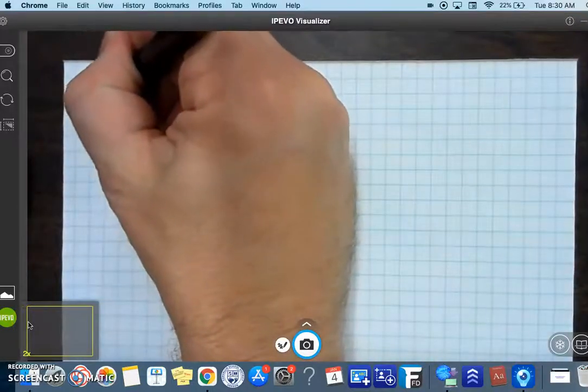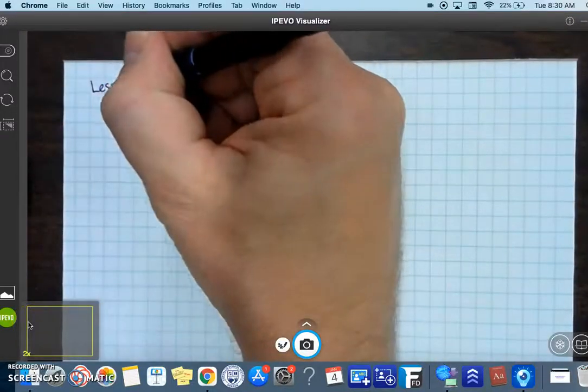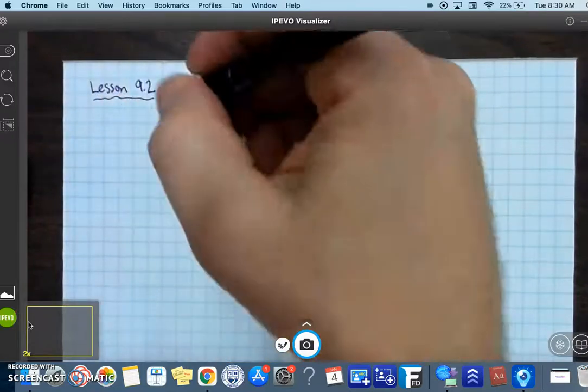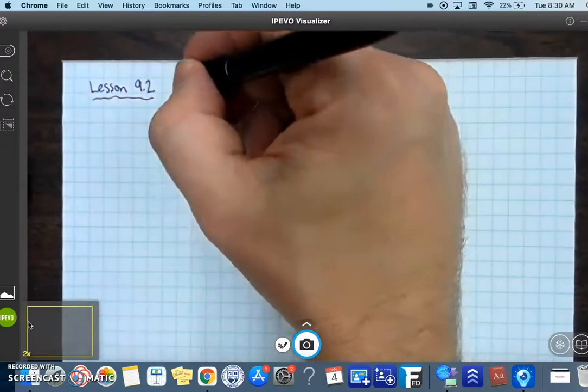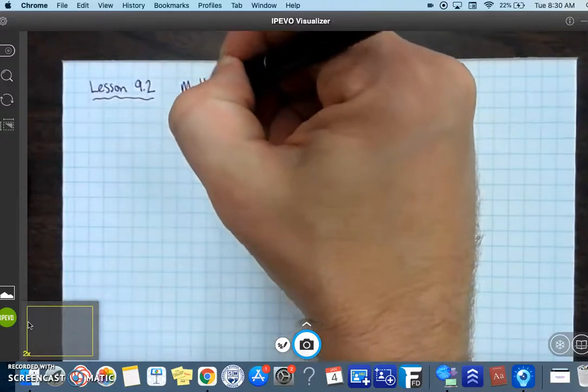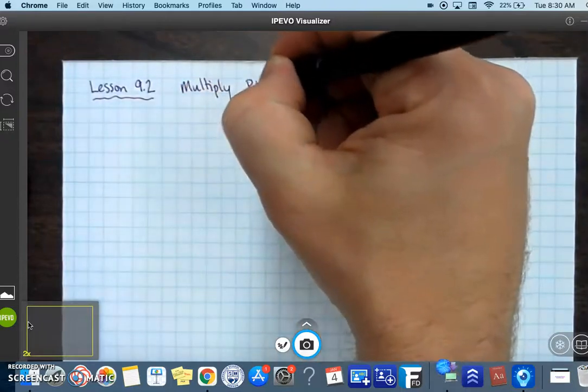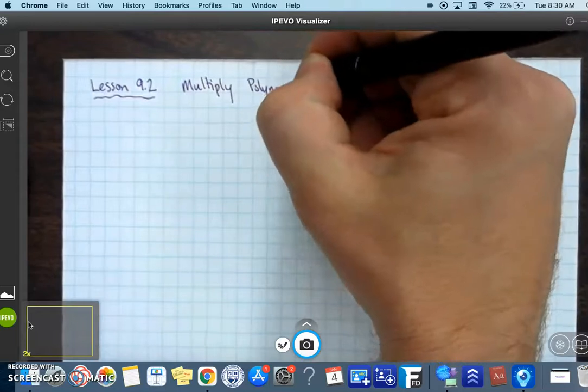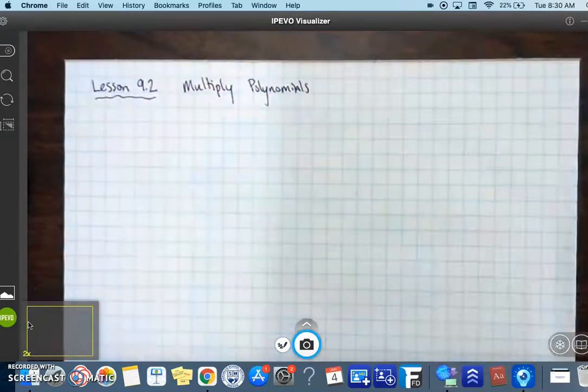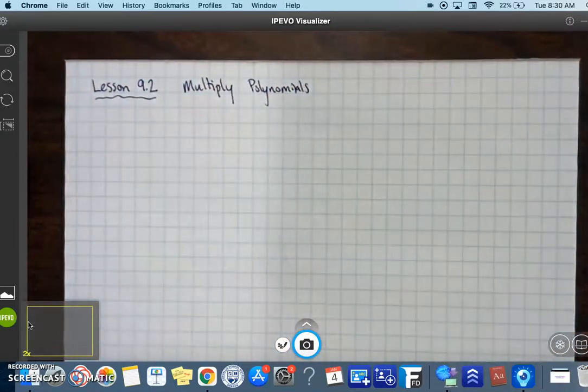Lesson 9.2 is going to be about how to multiply polynomials. An important lesson, something we're going to be doing a fair amount of in this chapter in the future.